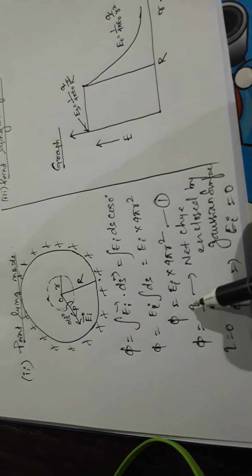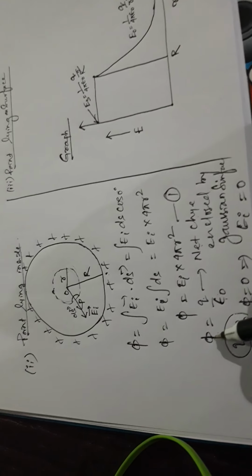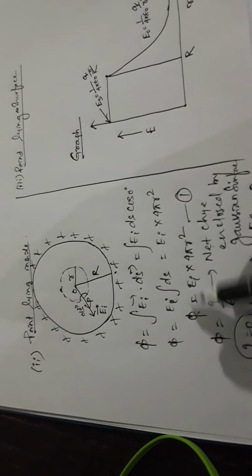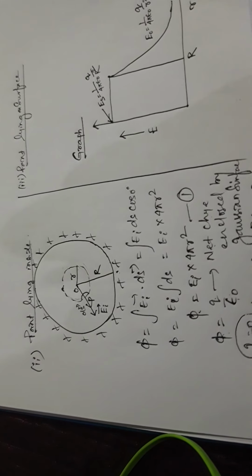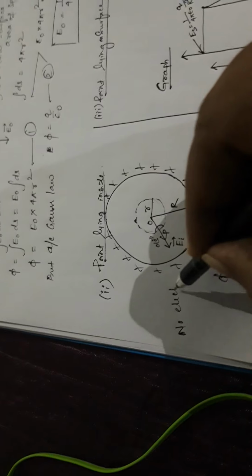Phi is equal to Q by epsilon naught. Q is the net charge enclosed by the Gaussian surface, but no charge is enclosed by the Gaussian surface. So phi will be 0. If you put phi equal to 0 here, EI into 4 pi r square will be 0. So EI is equal to 0. So no electric field inside the spherical cell.